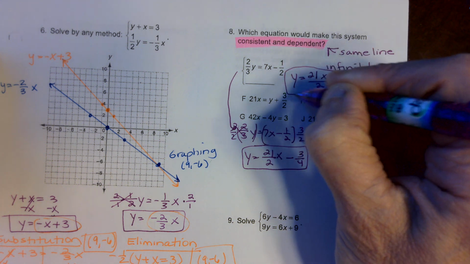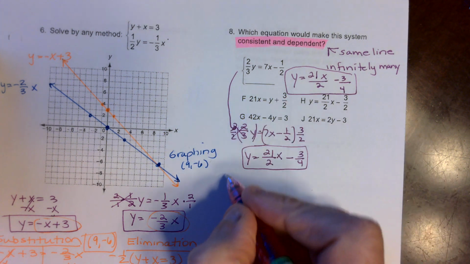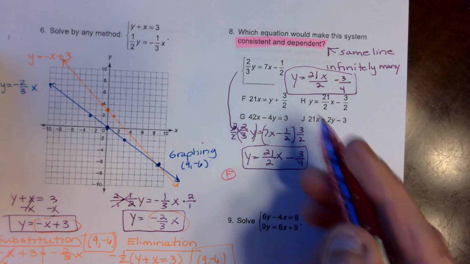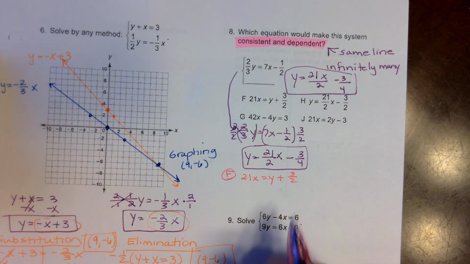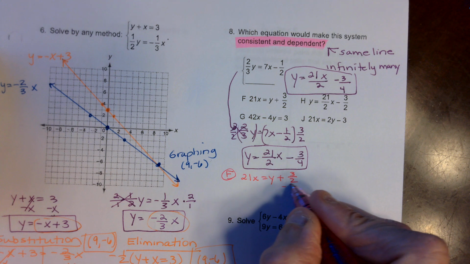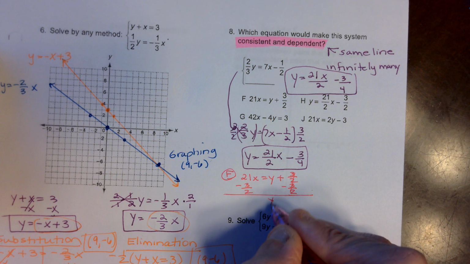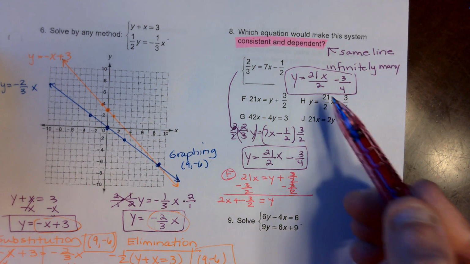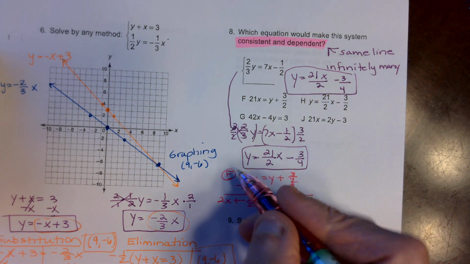Okay, we're looking for that same equation. Let's do f. I'm just going to write f here. Let's try that one. We're solving for y. Move the 3/2, that's the easier one. So I'm left with y equals 21x minus 3/2. Is that the same? No. Not f.